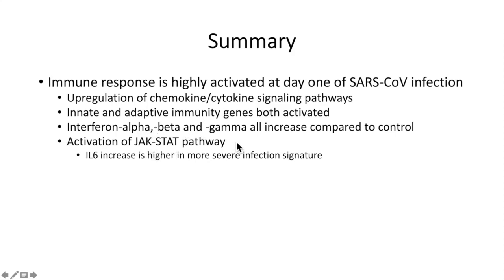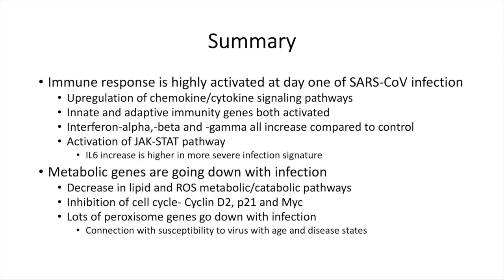This is the JAK-STAT pathway, and observed that a key signaling molecule for this pathway, interleukin-6, was higher in the more severe infection signature compared to the average of all groups. In the genes that went down, pathways associated with the metabolism of lipids and reactive oxygen species were overrepresented. We also saw lots of cell cycle genes decrease with infection and speculated that it might be caused by the viral upregulation of cell cycle inhibitors cyclin D2, P21, and MYC.